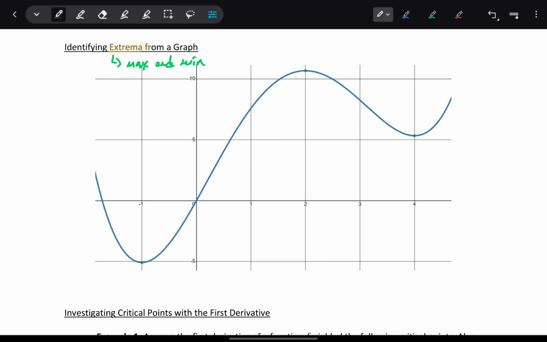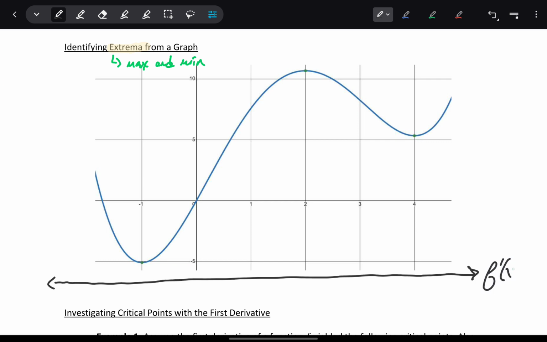We'll start off by looking at how we do this from a graph, connect it to some information about the first derivative so that we can see how we could extract this information or build towards extracting this information from the function itself. What we're going to do is construct a sign chart for the first derivative of the function f of x that we have graphed here.